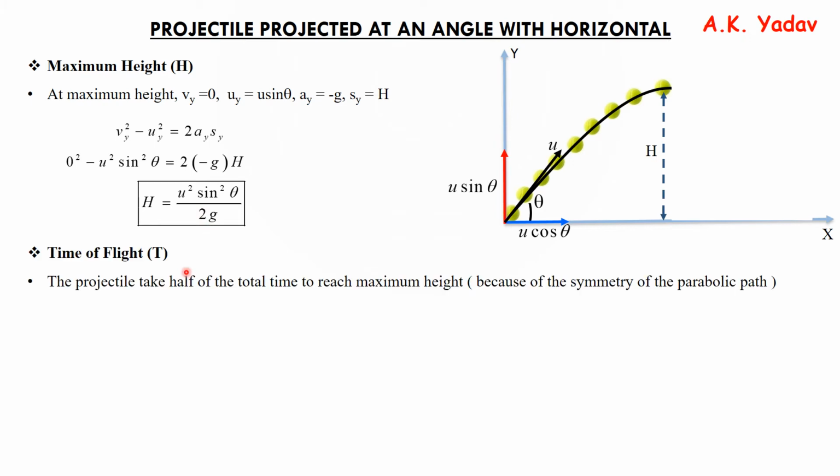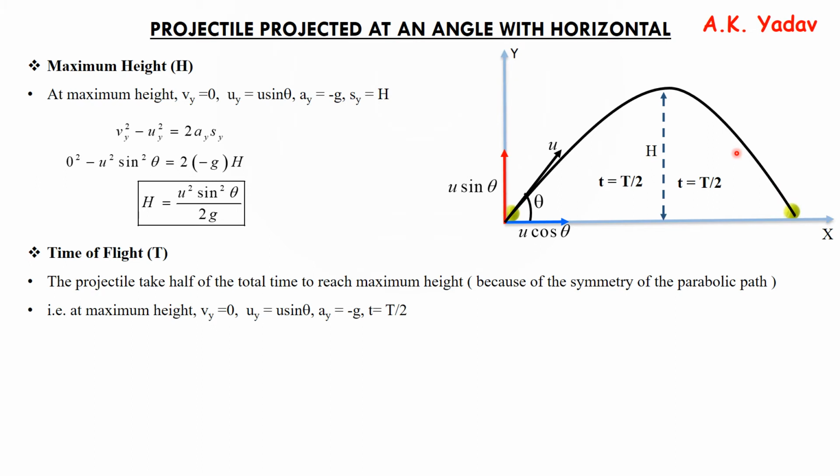Let us find the time of flight. The projectile takes half of its total time to reach maximum height because of the symmetry of the parabolic path. So half of the time was taken to reach the top and the remaining half to come down. At maximum height, we know the final vertical velocity is 0. Initial is u sin theta, a is minus g, and it took half of the total time. So when we use the first equation of motion, we get t is equal to 2u sin theta upon g.